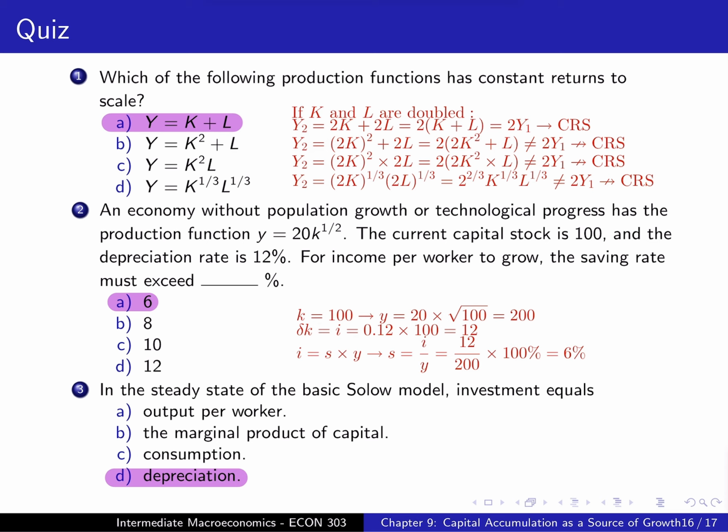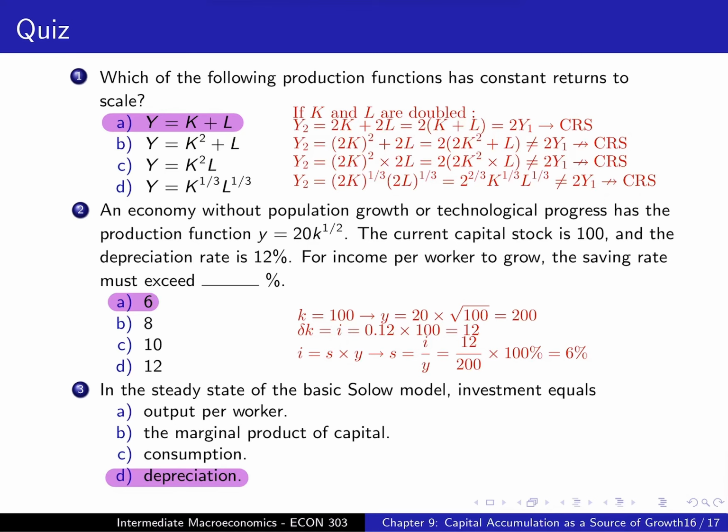Question number 2. An economy without population growth or technological progress has the production function lowercase y equals 20 times lowercase k to the exponent 1/2. The capital stock is given, lowercase k equals 100, and the depreciation rate is delta equals 12%. We are asked what saving rate is required for income lowercase y to grow.